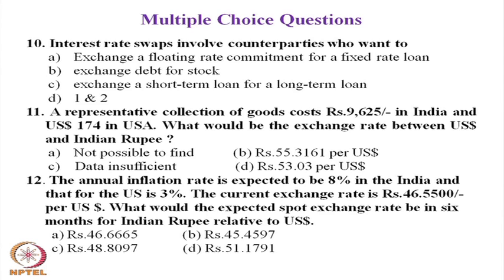Number 12, the annual inflation rate is expected to be 8% in India and that for the US is 3%. The current exchange rate is 46.5500 per dollar. What would be the expected spot exchange rate in 6 months for Indian rupee relative to US dollar?